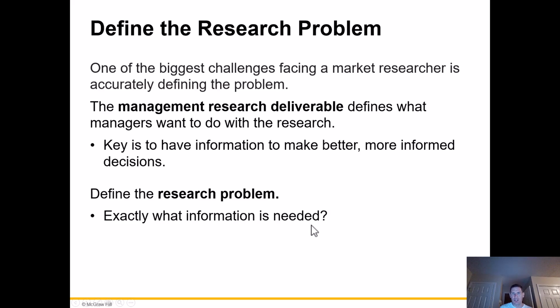Now, one of the biggest challenges facing a market researcher is accurately defining the problem. The management research deliverable defines what managers want to do with the research. Now, the key is to have information to make better, more informed decisions.